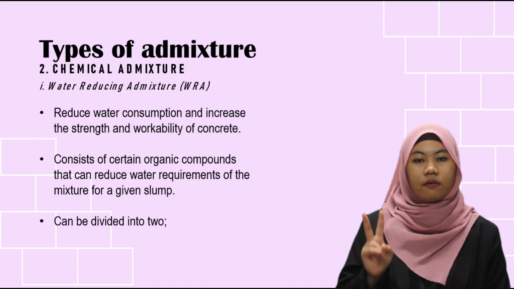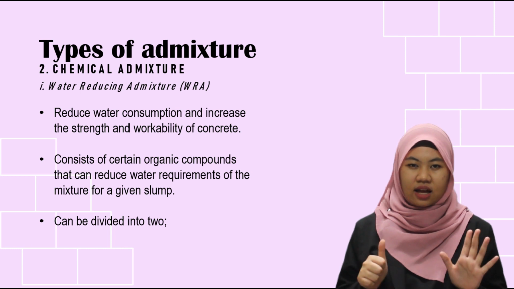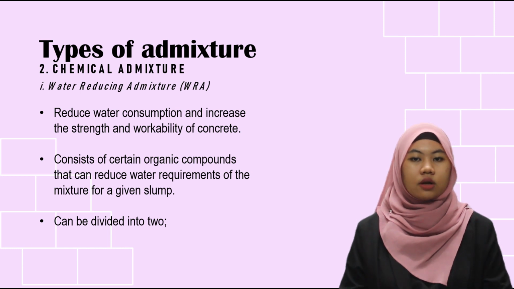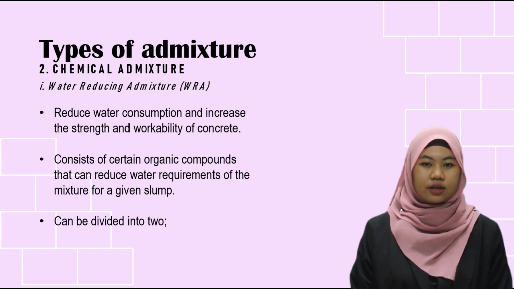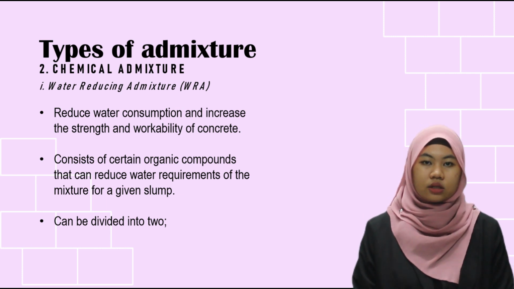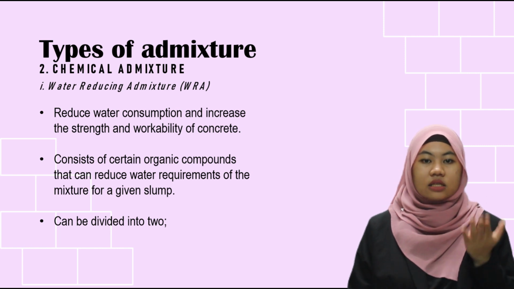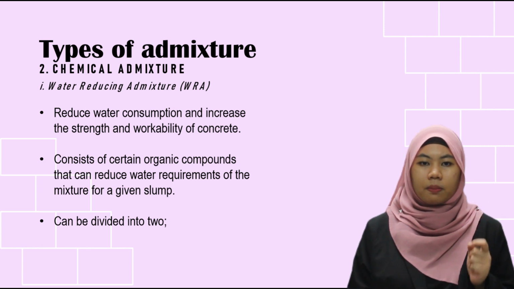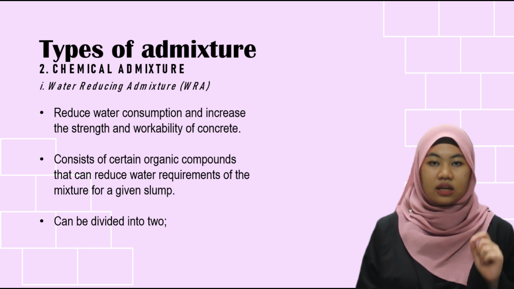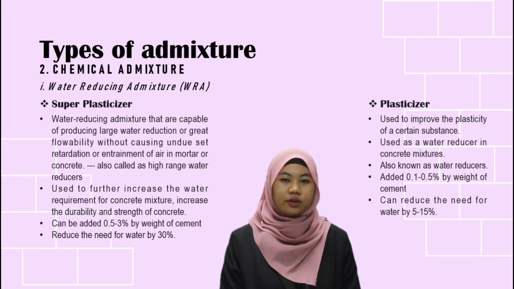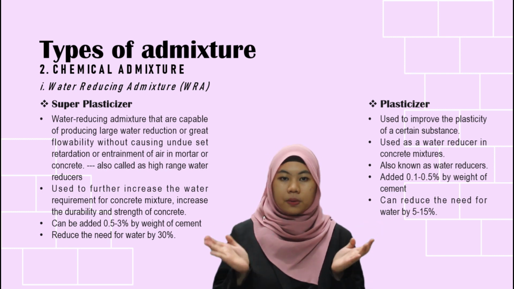For the second type of admixture, we have chemical admixtures that have 6 kinds, and I'll be talking about water reducing admixture, also known as WRA. Water reducing admixture is used to reduce water consumption and increase the strength and workability of concrete. It consists of certain organic compounds that can reduce the water requirement of the mixture for a given slump. The water reducing admixture can be divided into plasticizers and super plasticizers.